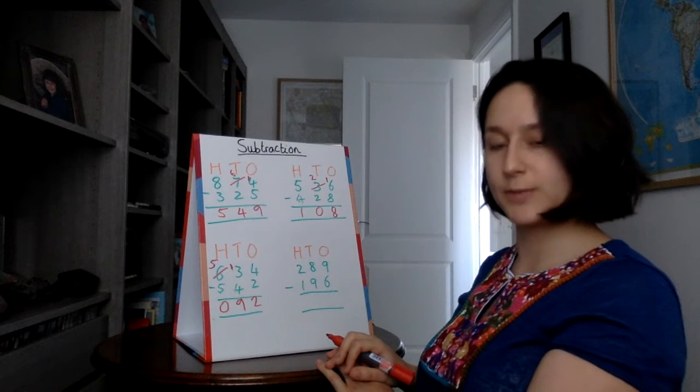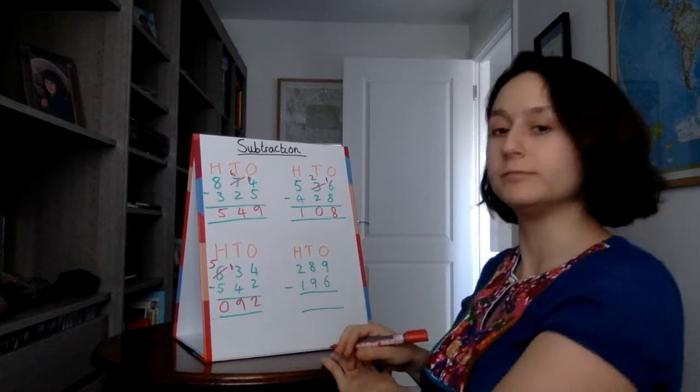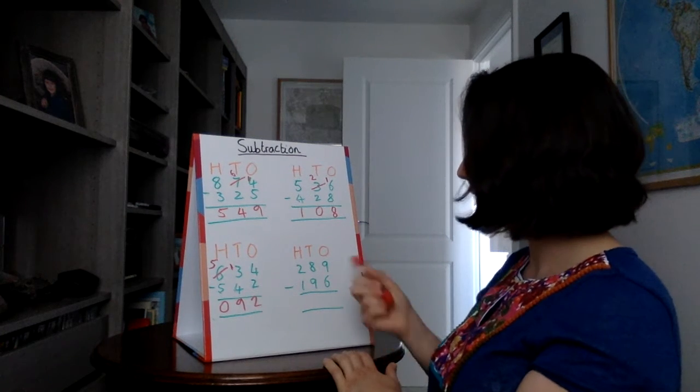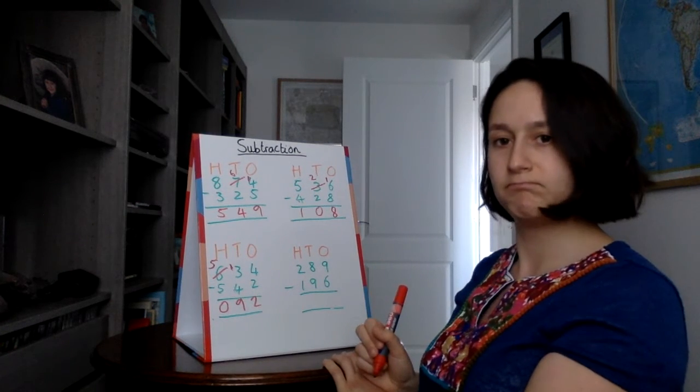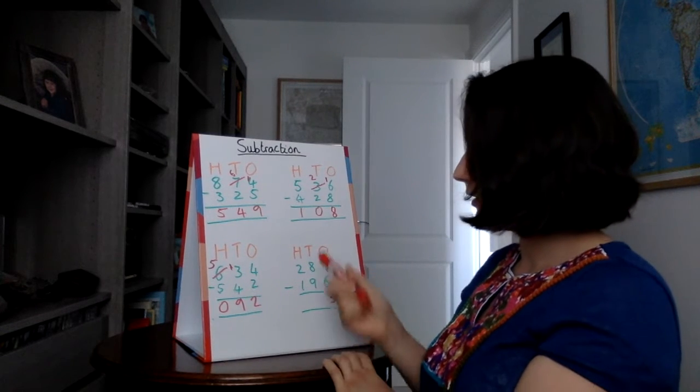Coming over here to our last one. Again, if you want to have a go at this by yourself and you don't need me, then by all means. If not, let's carry on. Last one. 9 take away 6. Not a problem as far as I can tell. So that gives us 3.